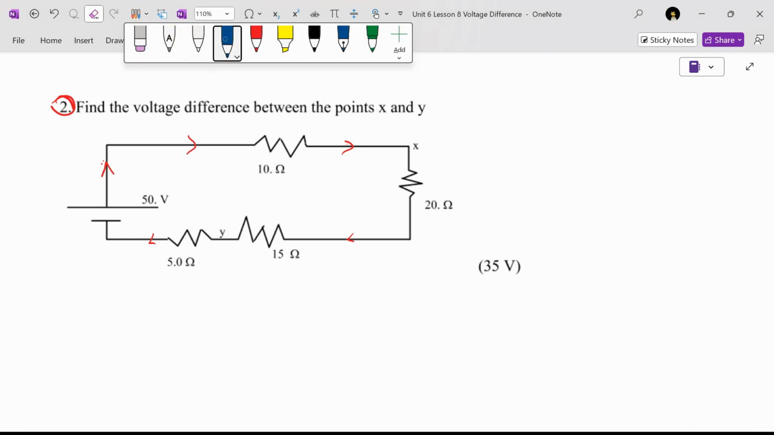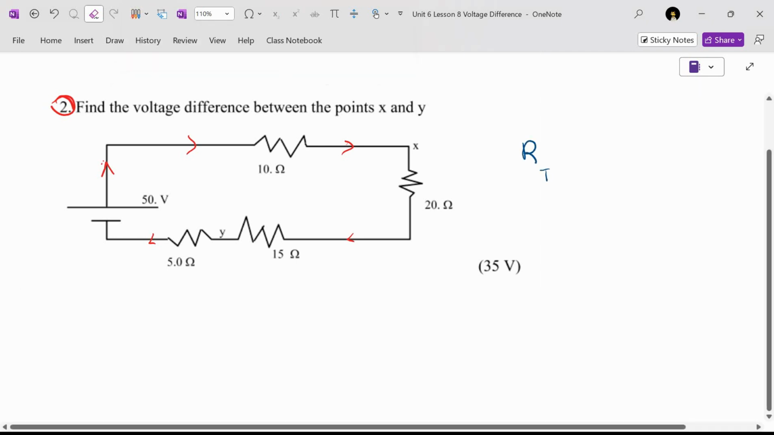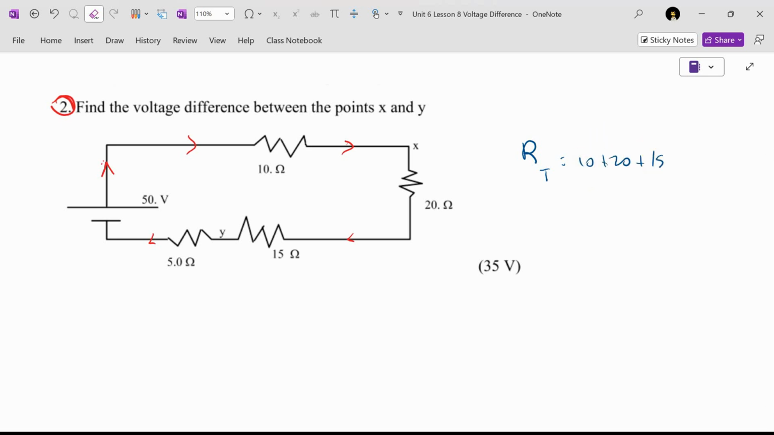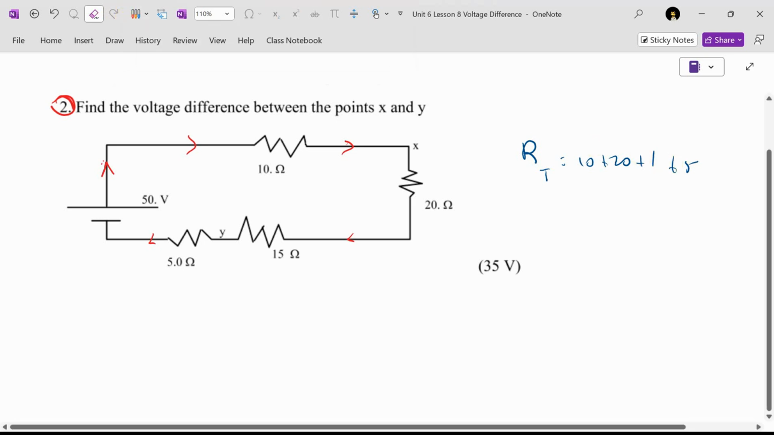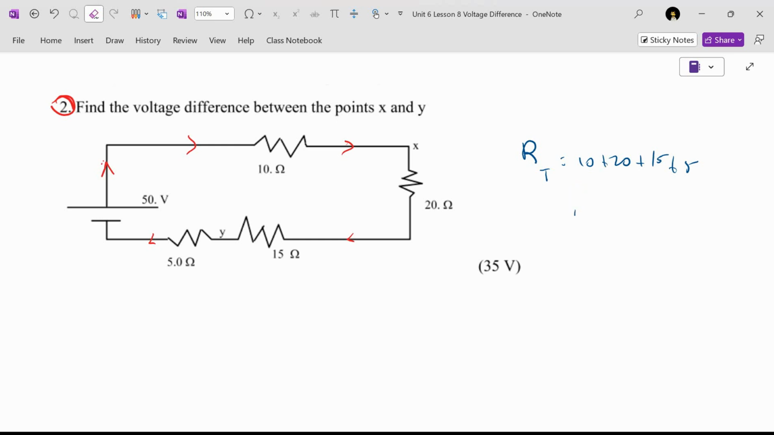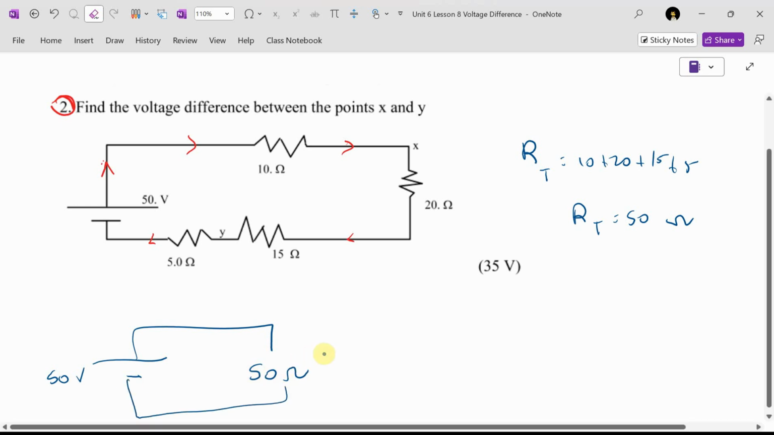Now, the nice thing is these are all in series. So our total is just going to be 10 plus 20 plus 15 plus 5. That's a 15, Mr. Dueck, not an 18. 10 plus 20 plus 15 plus 5. 15 and 5 is 20, plus 20 is 40. You know what? Our total is 50 ohms. Mathematically, this is the same as a 50-volt battery and a single 50 ohm resistor, which means this also has to be using up 50 volts.